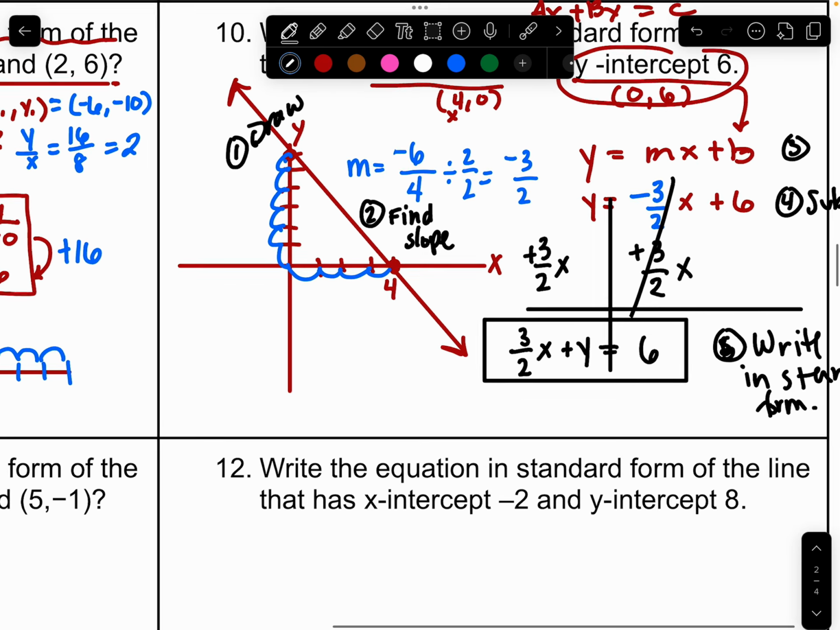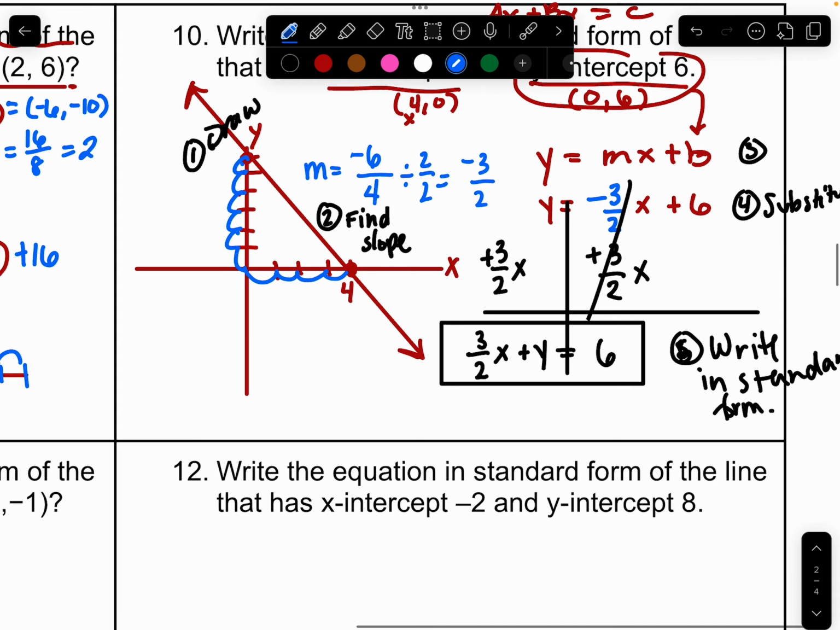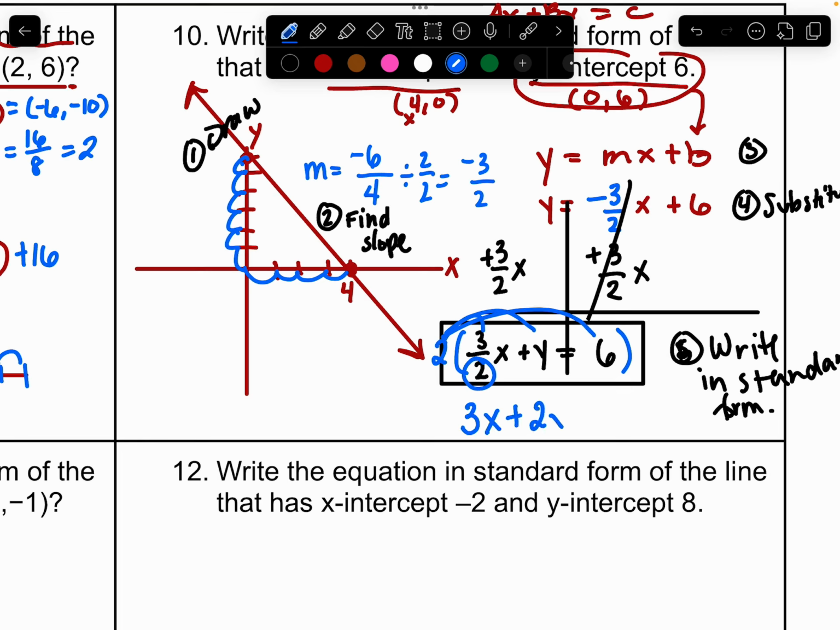Okay, if you want to be fancy and you don't want fractions, we're going to multiply everything by 2, our denominator. So now I'm going to multiply this by 2, everything. This would now be 3x plus 2y equals 12. If we multiply by the denominator, it disappears.